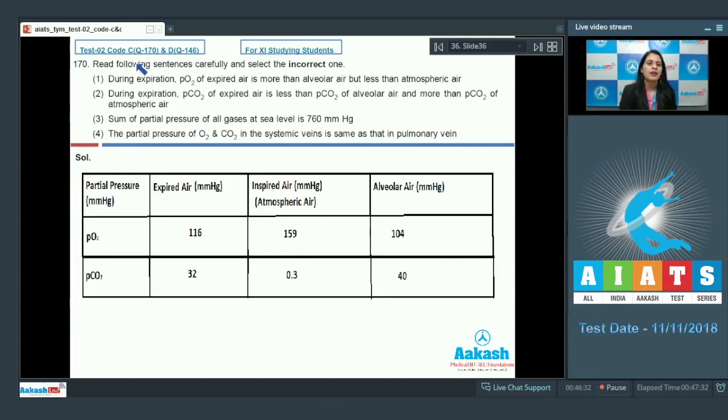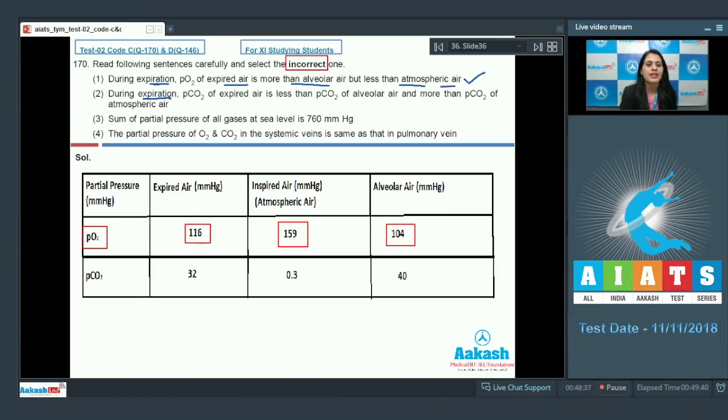Question number 170. Read following sentences carefully and select the incorrect one. And the very first option given is during expiration, PO2 of expired air is more than alveolar air but less than atmospheric air, and this is a correct option. And as you can see in this table, the partial pressure of oxygen in expired air is 116 mmHg, and this is less than the partial pressure of oxygen in inspired air or atmospheric air, but more than the partial pressure of oxygen in alveolar air. So the first option is a correct statement.